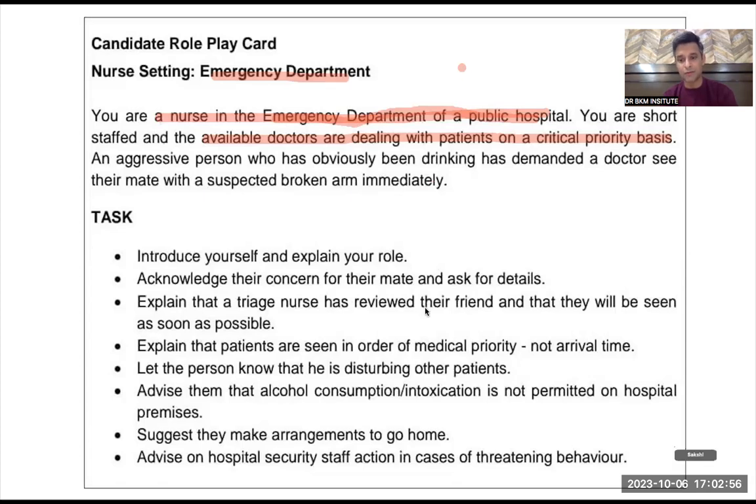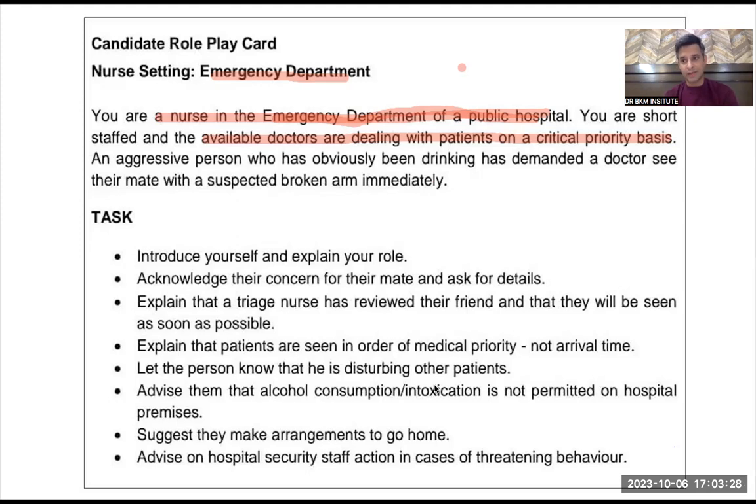So at this time, I would like to just tell you that you can go back home, as your friend has already been attended. And also it is an emergency department, so we are attending other critical patients. Further, you are intoxicated, and in hospital premises, especially in the emergency department, alcohol consumption and intoxication is totally prohibited. It is not permitted at all. So please try to make arrangements to go home. Your friend has already been attended and he is completely fine.